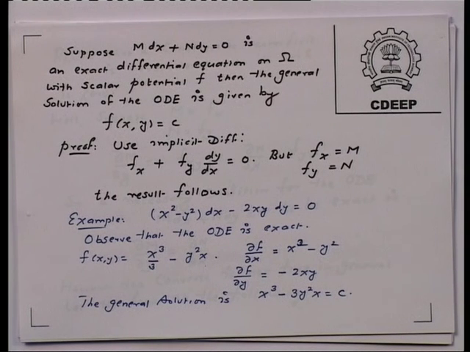The example that we took in the morning happens to be an example of an exact differential equation, and the potential is x³/3 − y²x. Once you find the potential by inspection or otherwise, the potential set equal to a constant is the general solution of the ODE. Is this clear? Okay.